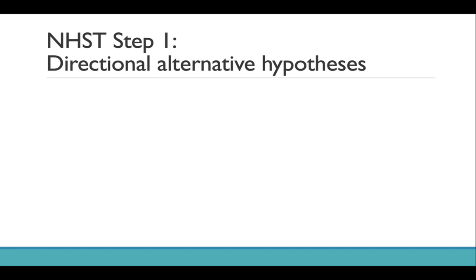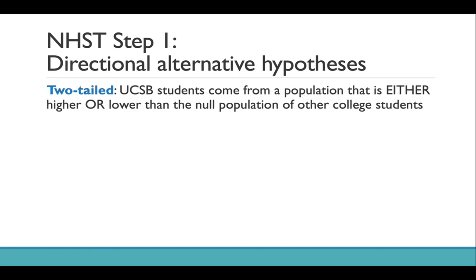Let's talk briefly about directional alternative hypotheses. First, if our alternative hypothesis is non-directional, it's known as a two-tailed hypothesis. So in this case, our alternative hypothesis would be that UCSB students come from a population that is either higher or lower than the null population of other college students. We would express that as follows. The null is that mu is equal to 3.2, and the alternative is that mu is not equal to 3.2, as we saw in the last slide. Two-tailed tests are by far the most commonly used type of test in psychology.